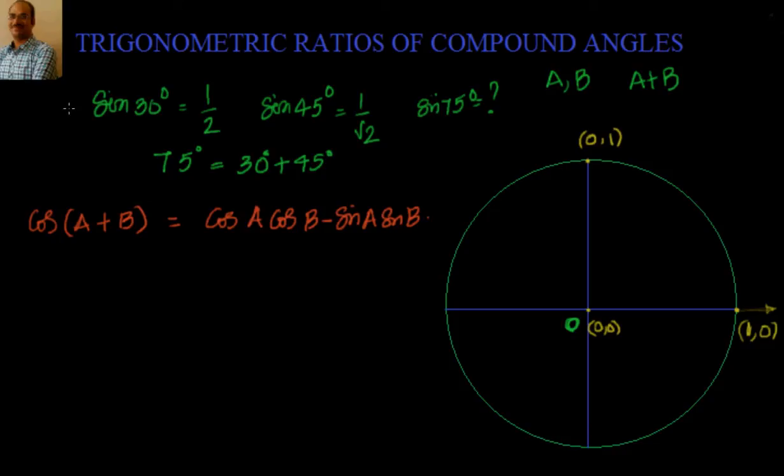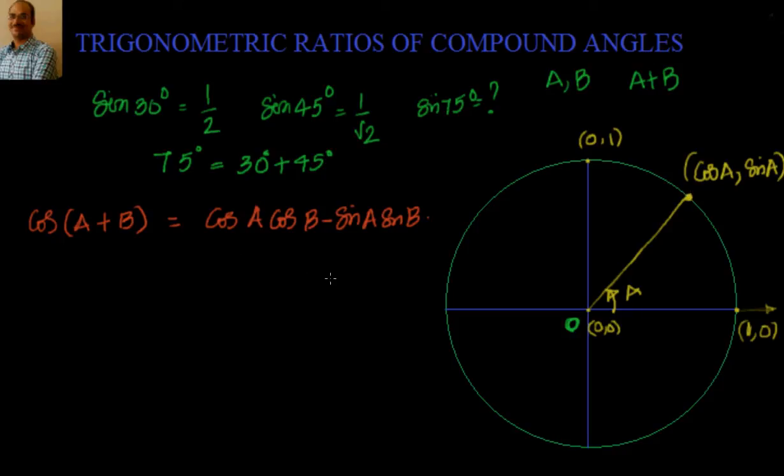To do that, we know that we want to prove this. That means first I should have a point A. I will have the point with the coordinates cos A, sin A, where this angle is equal to A and these coordinates are nothing but cos A comma sin A. So we got A.